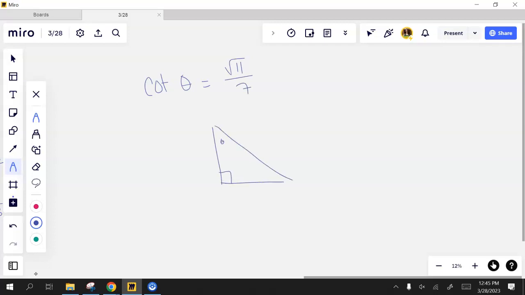So it's not opposite over adjacent, it's going to be adjacent over opposite. Plus 7 squared equals the hypotenuse squared. So 11 plus 49 is c squared. So 60. What can I take out of 60? I can take a 4 out. 4 and 15. So 2 root 15.